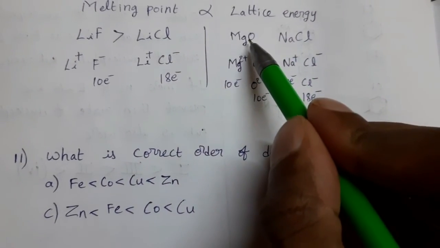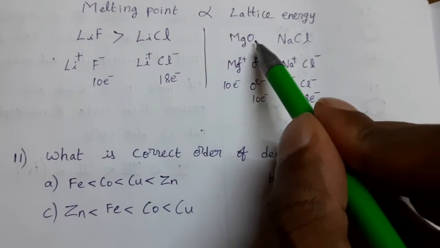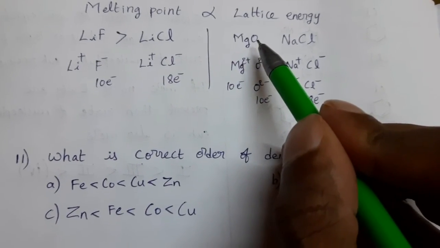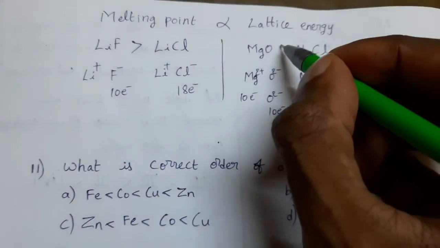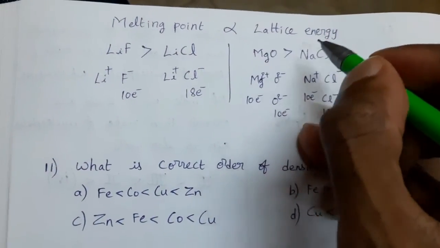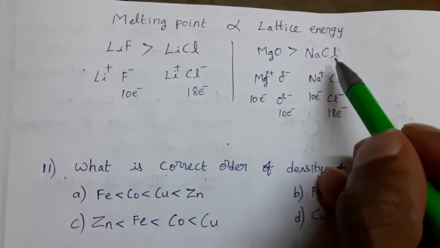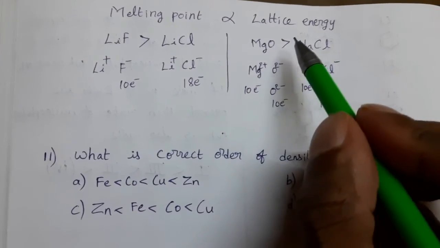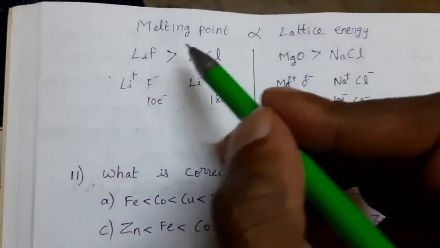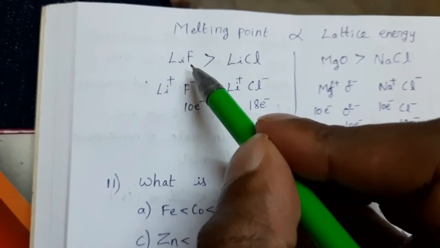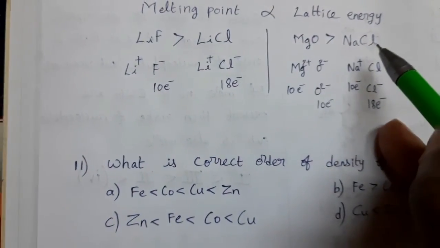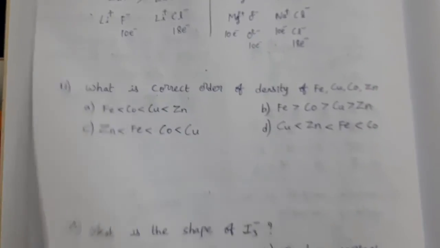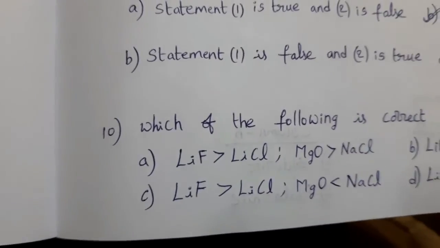So between magnesium and oxygen, strong attractive forces are there compared to NaCl, and hence MgO has more lattice energy than NaCl. Then we can conclude that the melting point of LiF is greater than LiCl, and the melting point of MgO is greater than NaCl. Then what is the option? Option A is the answer.